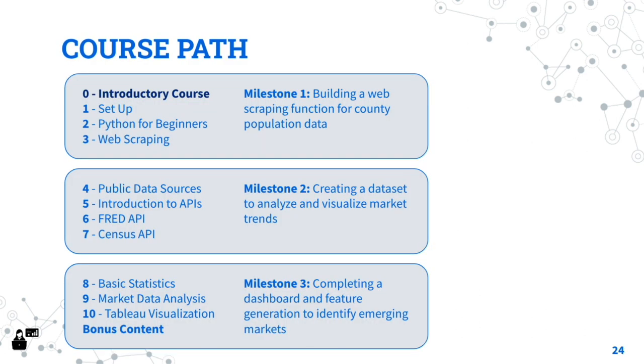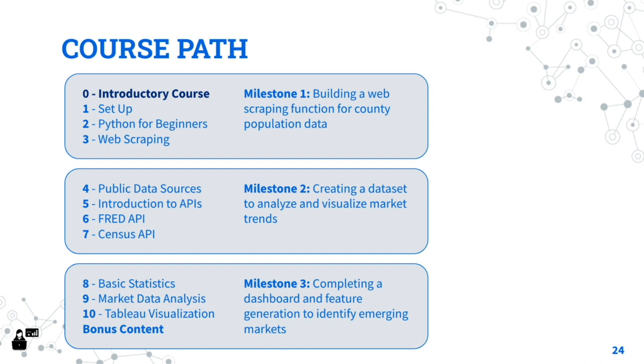Now for the course path. There are 3 main sections. First section will cover the introductory course, which is this lesson, setup, where we will create free accounts for related applications and run our first piece of Python code.